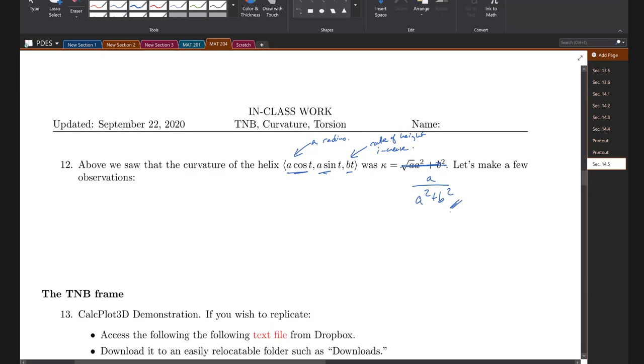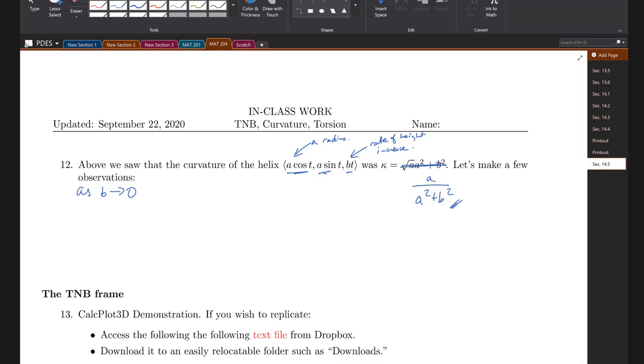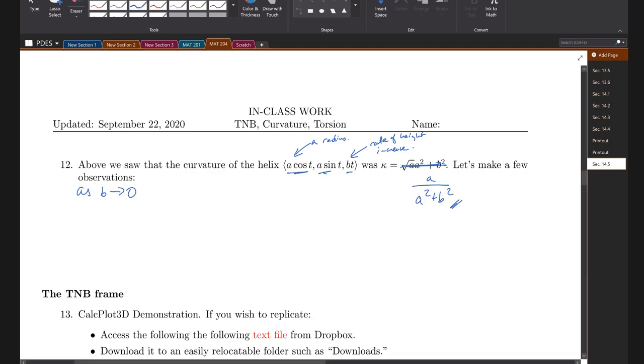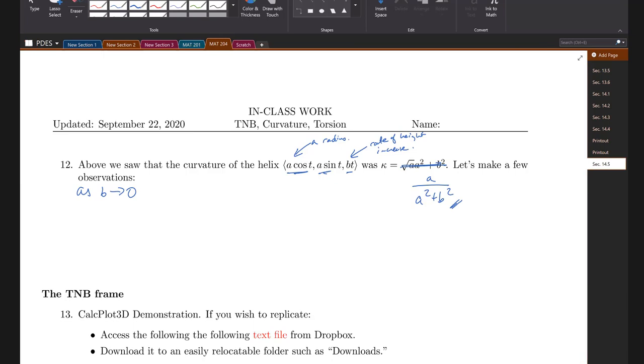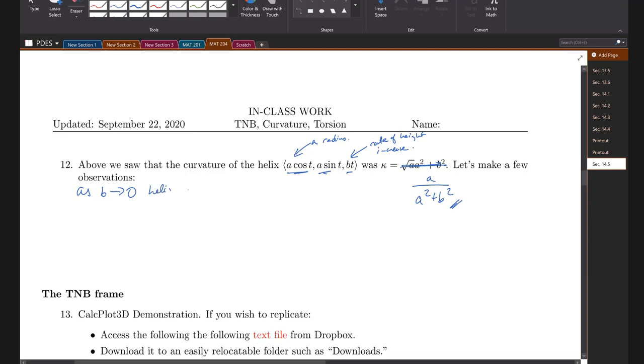Well, we notice that as b approaches 0, how is the height of this helix going to be changing with time? It's going to be changing very, very slowly. And in fact, if b were 0, then even though we're thinking of this helix as being in 3-space, it would really just be tracing out a what? A circle. A circle in the xy plane, right? It would just keep circling around itself. Okay? So as b approaches 0, the helix approaches just a circle in the xy plane.